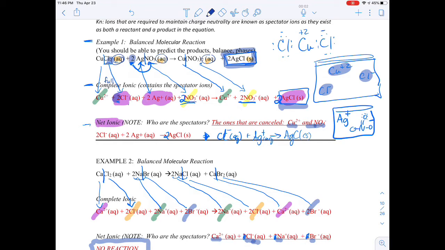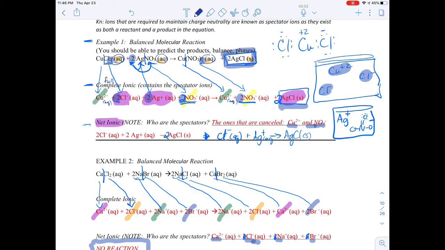Again, the 2 applies not just to the Ag, but also to the NO3. And this little 2, again, gets thrown in the front. That's the biggest tricky part. Don't forget to include all your phases. It looks like on this one I left out aq and aq right there.